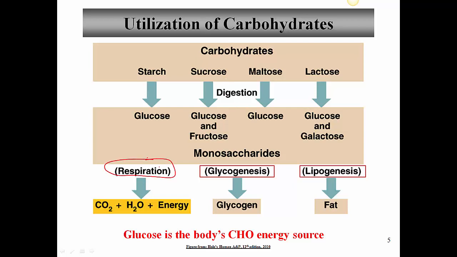Now, we can use the glucose for several different processes. Through the process of cellular respiration, we can generate energy in the form of ATP. And as we know, this also generates carbon dioxide and water. If there's excess glucose, we can store that excess glucose as glycogen through the process of glycogenesis. And finally, excess carbohydrate can also be stored as fat through the process of lipogenesis. And we looked at some of the connections between these pathways on the previous slides.